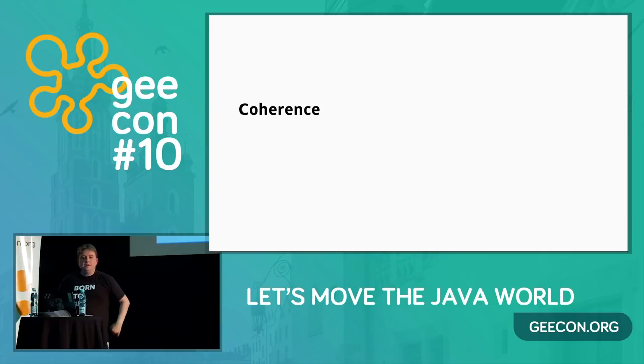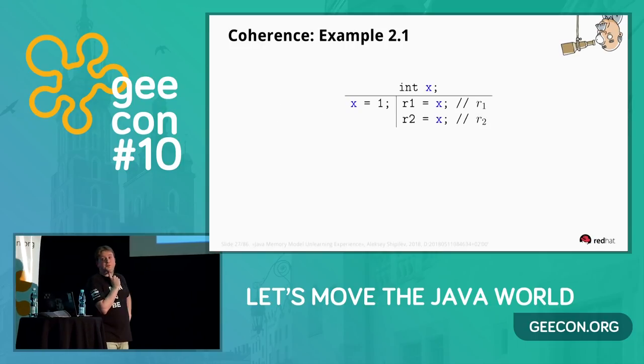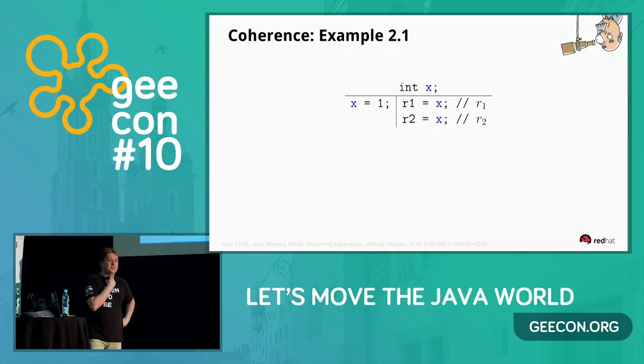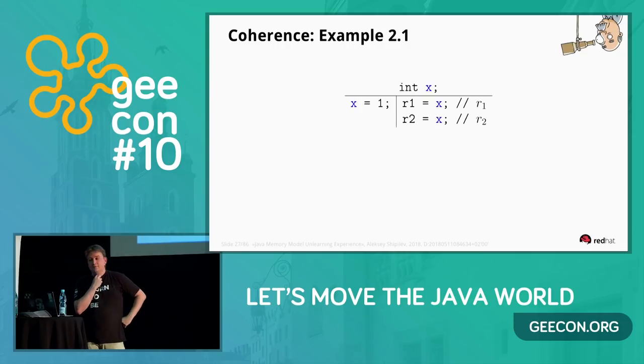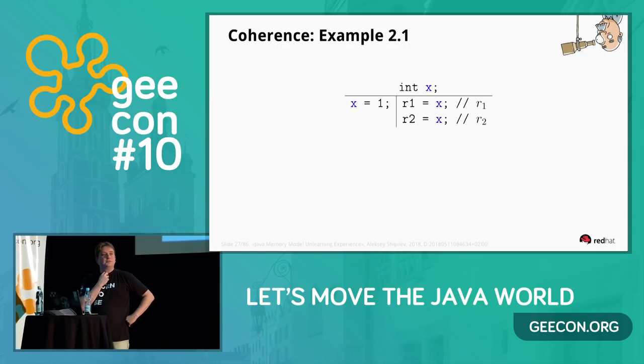So the next thing, coherence. And coherence is better explained by this example. Suppose you have an integer field X, and you store one in one thread, and in the other thread, you read it twice. What do you think are plausible results for this program?